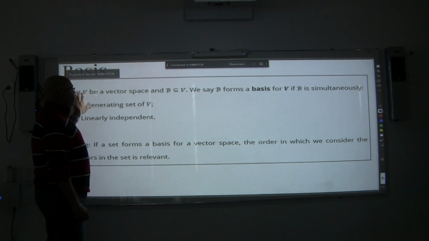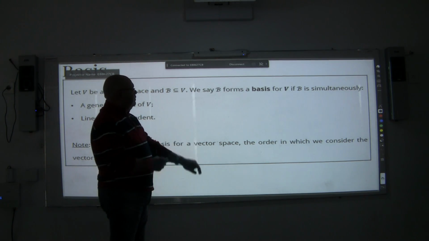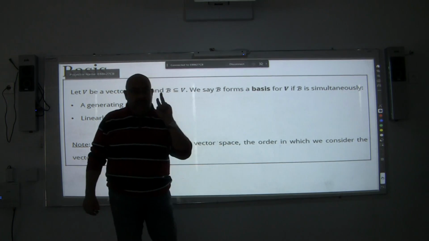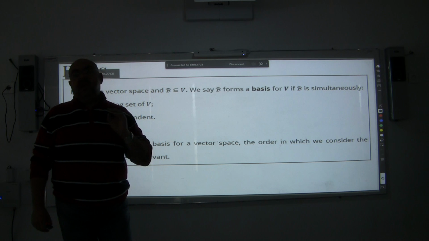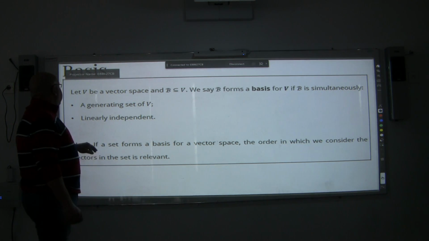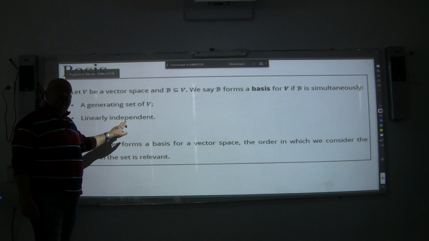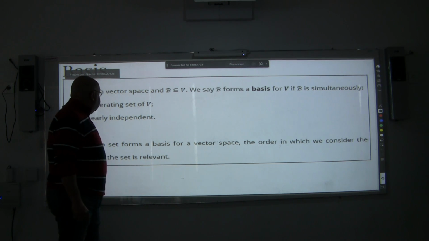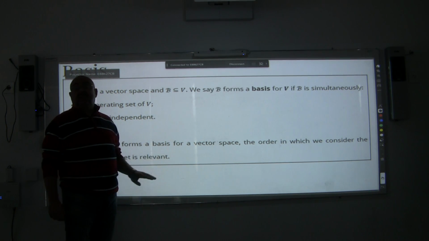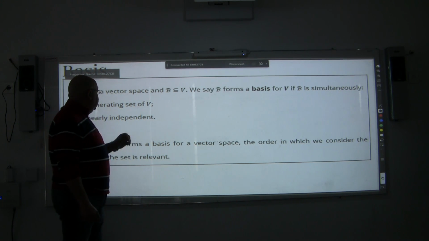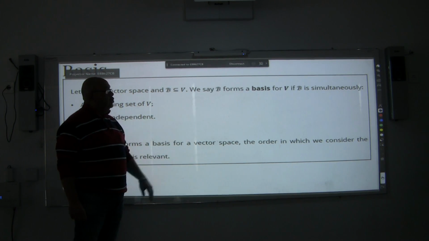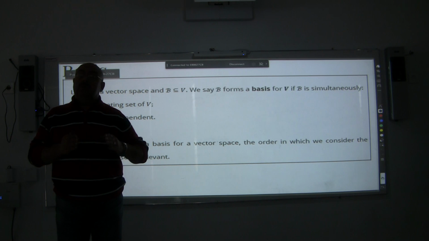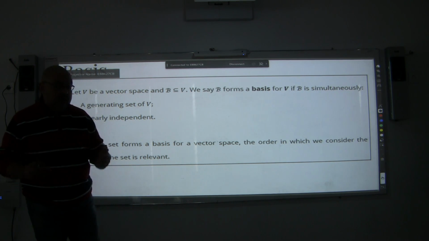Let V be a vector space, and beta a subset of V. We say that beta forms a basis for V if two conditions are satisfied simultaneously. First, we have a linearly independent set of vectors which belong to the basis beta. And second, this set of vectors is enough to generate any other vector which belongs to the set V. Usually, when they are linearly independent, they will be able to generate all the vectors.